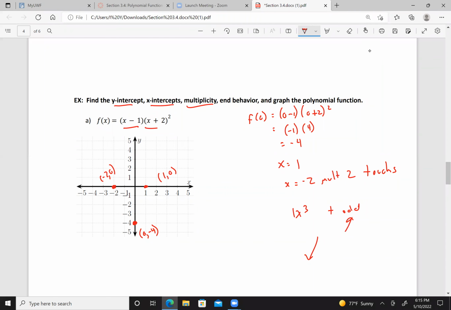So we're looking for crosses here, touches here, like so. Now I'm sure this will be more curved, but that's the basic general shape from this information.